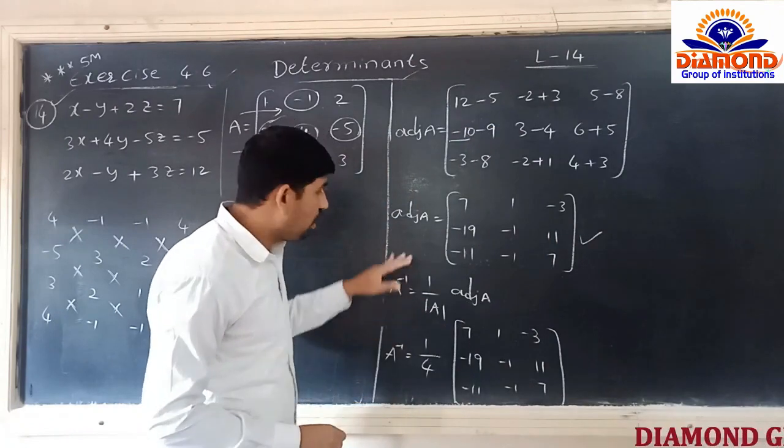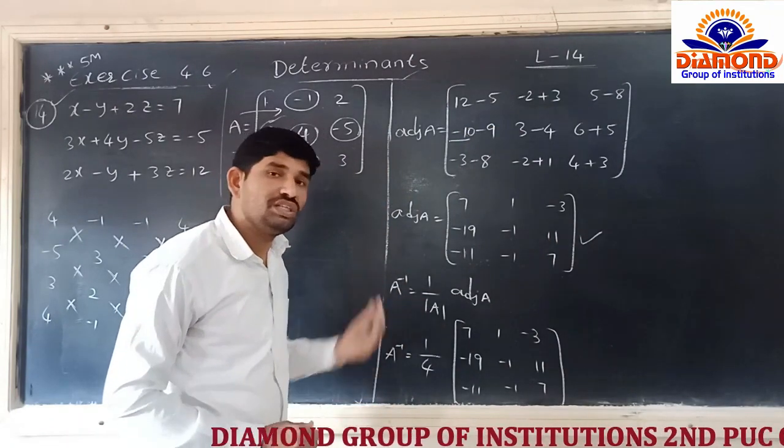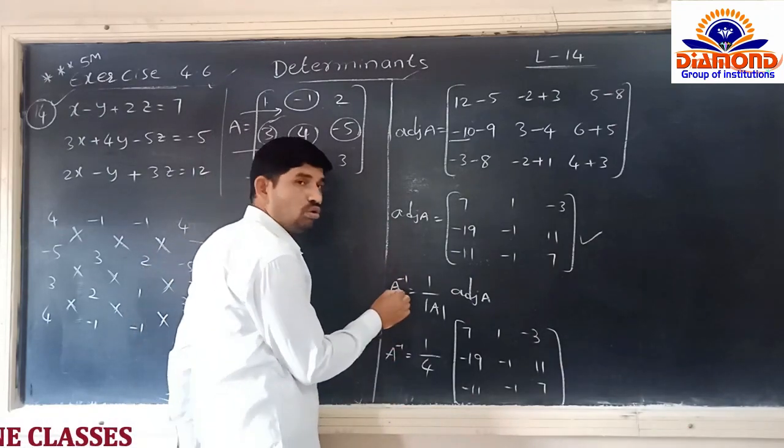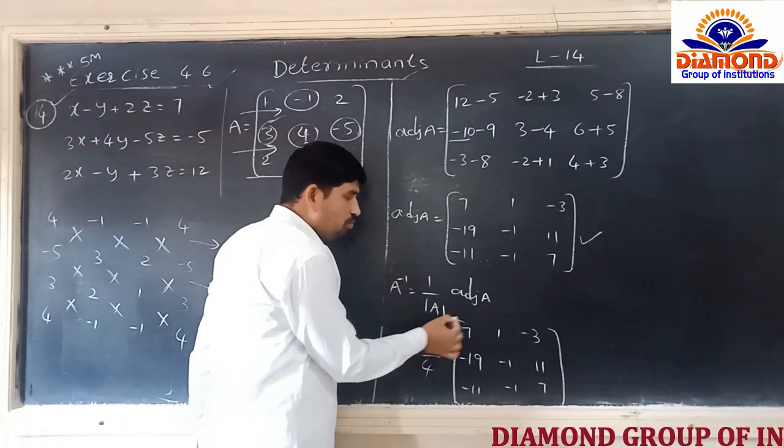Now we can write what? After having the determinant of A and the adjoint of a matrix, now we have to write the A inverse. Yes. A inverse is equal to, we can write 1 by determinant of A into what?